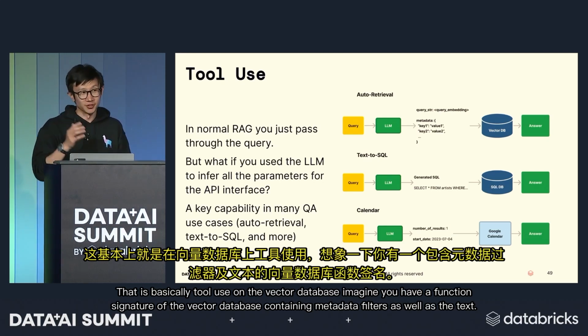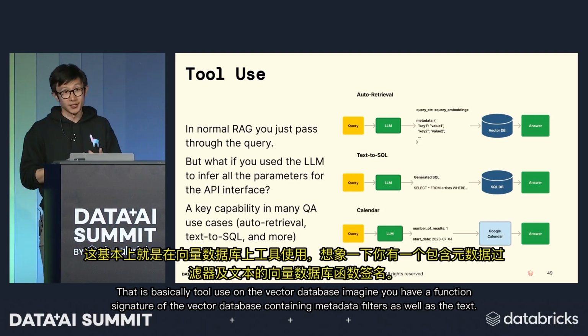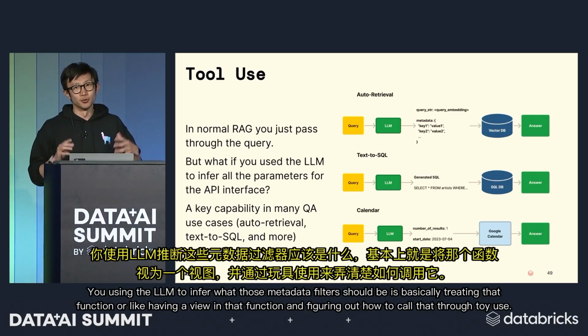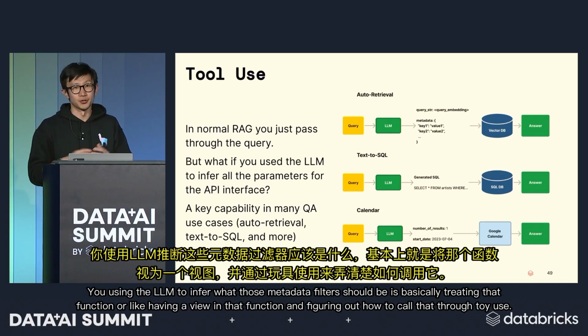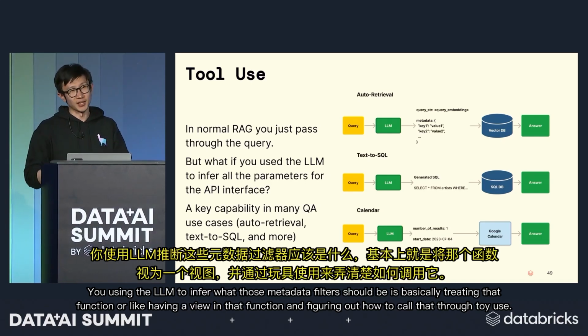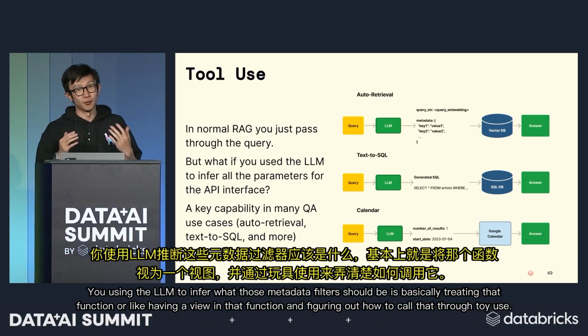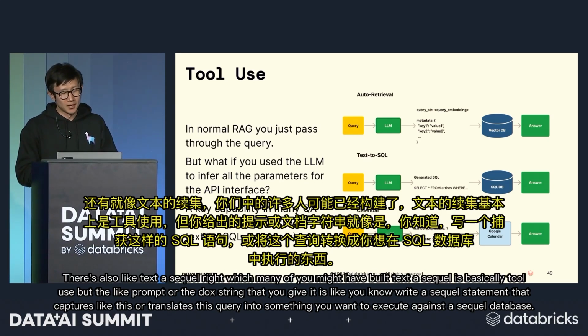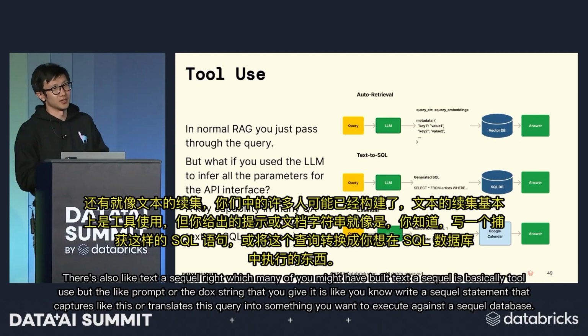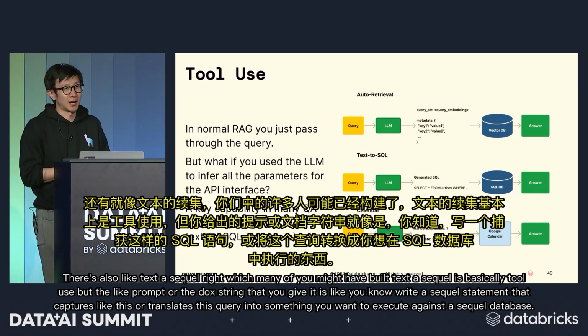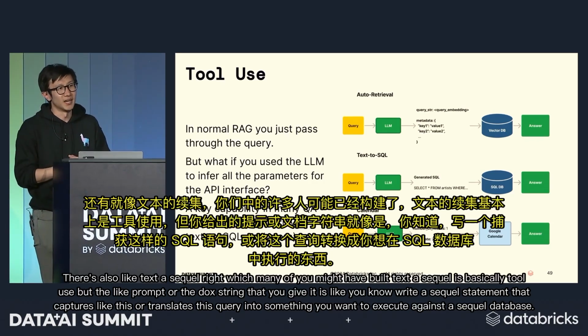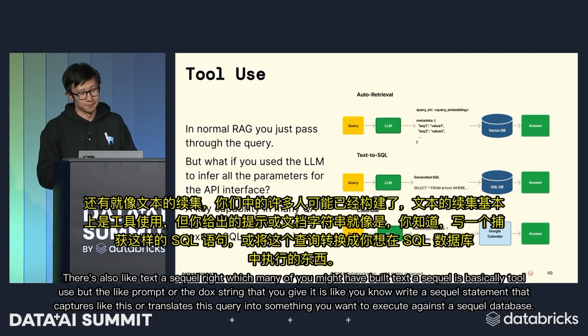Imagine you have a function signature of the vector database containing metadata filters as well as the text. Using the LLM to infer what those metadata filters should be is basically treating that as a function and figuring out how to call it through tool use. There's also text-to-SQL, right, which many of you might have built. Text-to-SQL is basically tool use, but the prompt or the doc string that you give it is like, write a SQL statement that translates this query into something you want to execute against a SQL database.